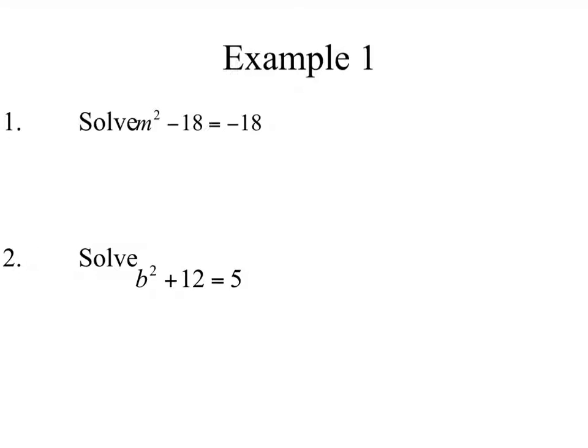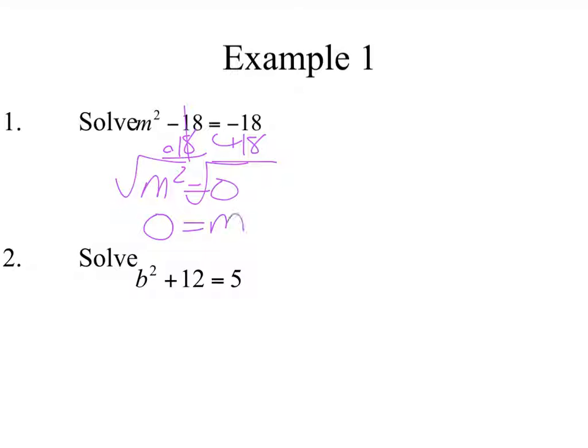Here's 2 for you to try. Go ahead and try them, see what you come up with, and then we'll go over them together. So in the first one, I'm going to add positive 18 to each side. When I do that, I get m squared equaling 0. I square root each side, m equals 0. Just one answer because the square root of 0 is 0.